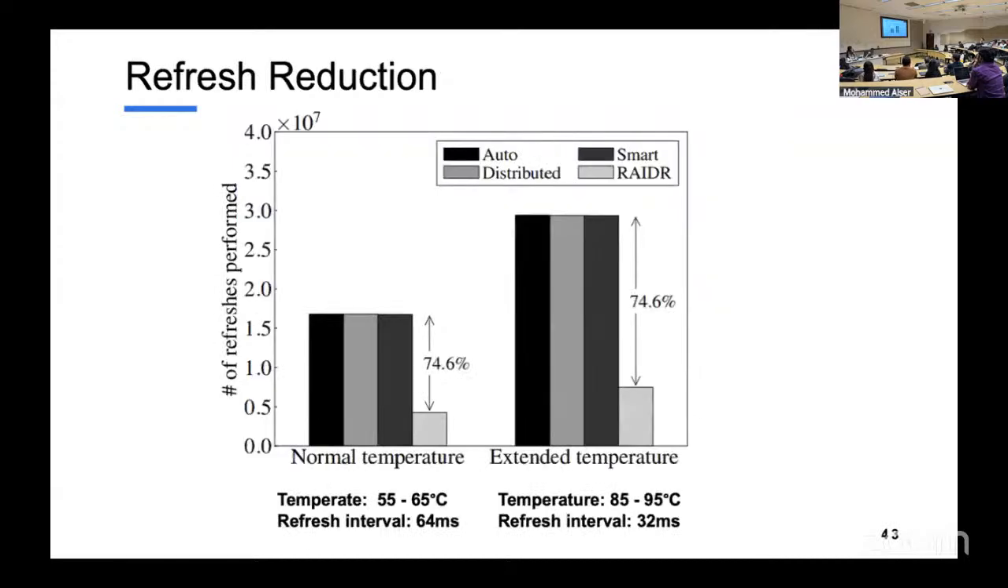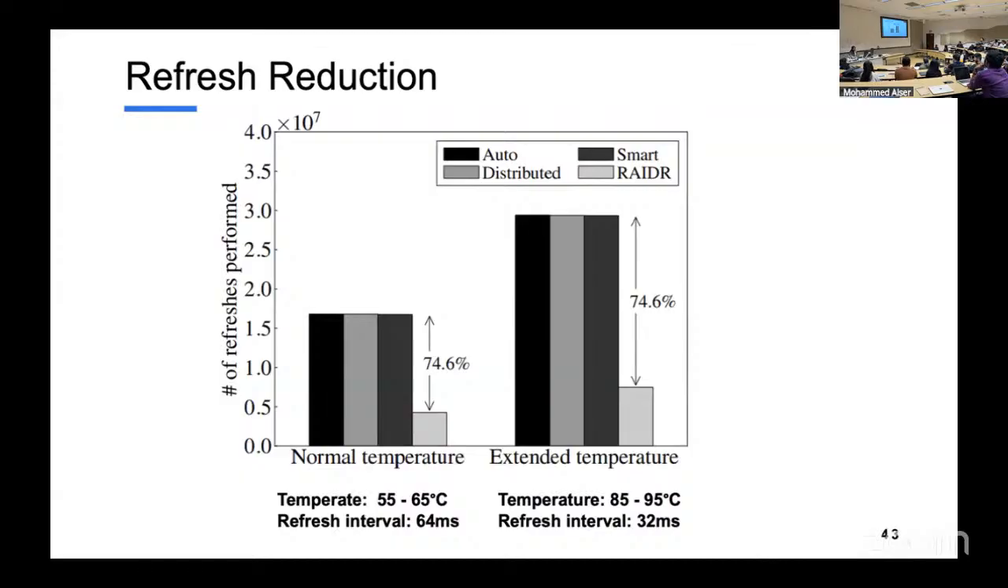So let's see here. As you can see in the picture, they have considered the normal temperature and the extended temperature. The normal temperature ranges from 55 to 65, and the extended temperature is from 85 to 95. As the temperature increases, we decrease the refresh interval: the base interval is 32 for extended temperature, and for normal temperature the base interval is 64. In both cases, RADAR performs very well and reduces refreshes by almost 75 percent.